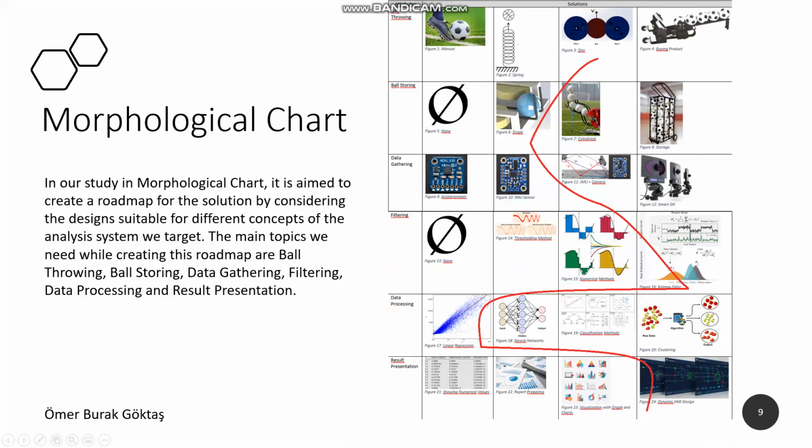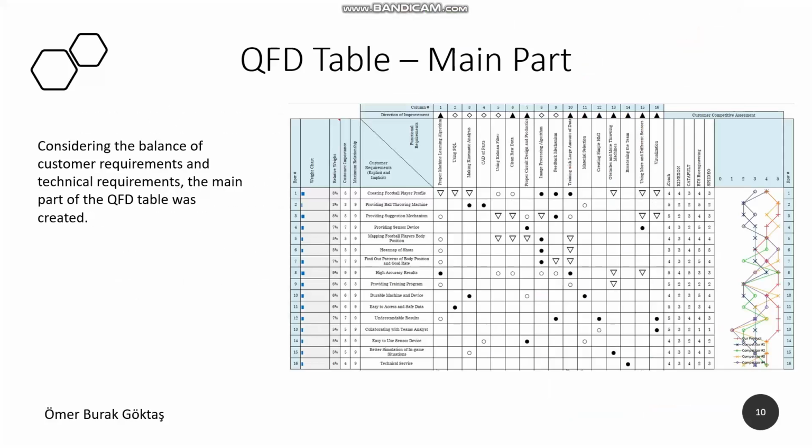Here you can see the morphological part we developed in our project. In this chart, we examined the titles of ball throwing, ball storing, data gathering, filtering, data processing, and result presentation for our project, made choices among alternatives, and determined our design.